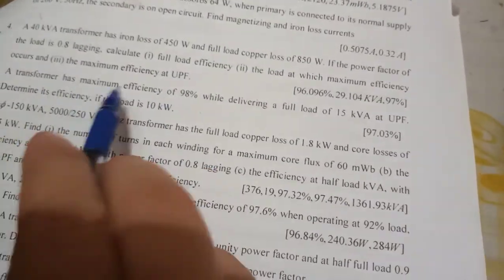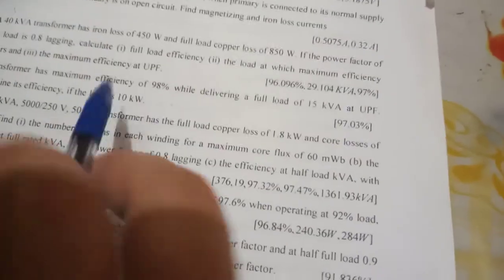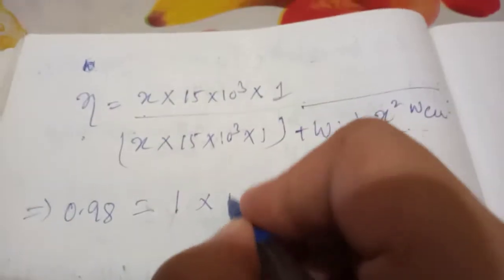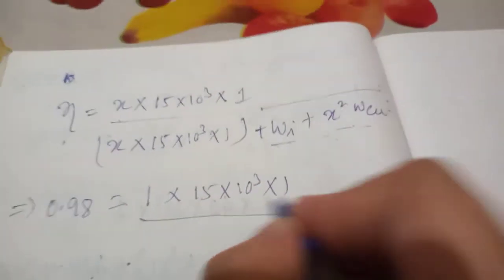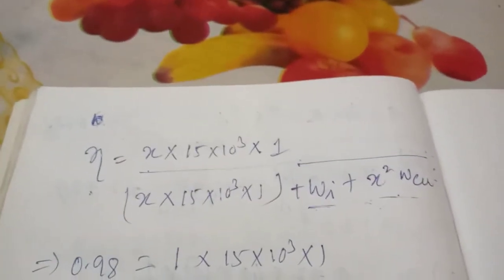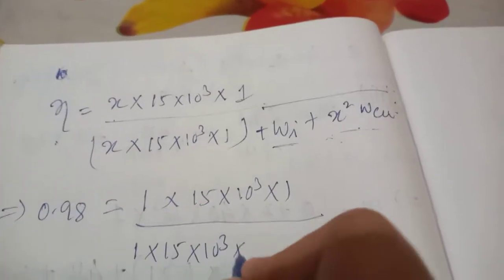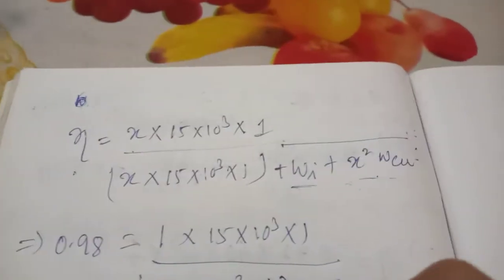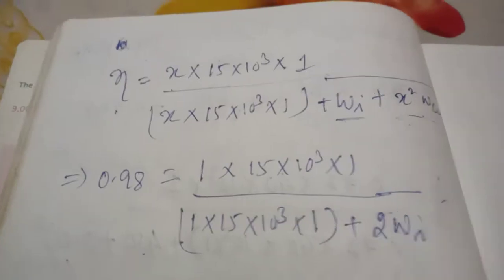What is the x? They are clearly telling the maximum efficiency of 98%. A transformer has maximum efficiency when delivering full load, so x is equal to 1 only. Full load means 1. So 1 into 15 into 10 to the power of 3 into 1, divided by 1 into 15 into 10 to the power of 3 into 1 plus 2 Wi, right? 2 Wi.